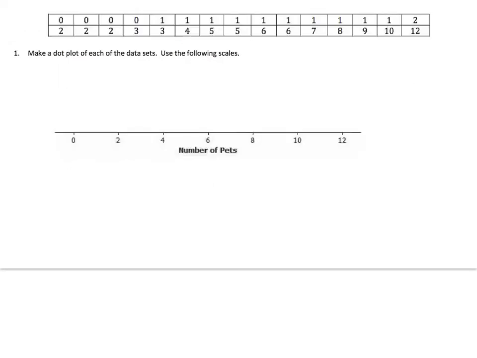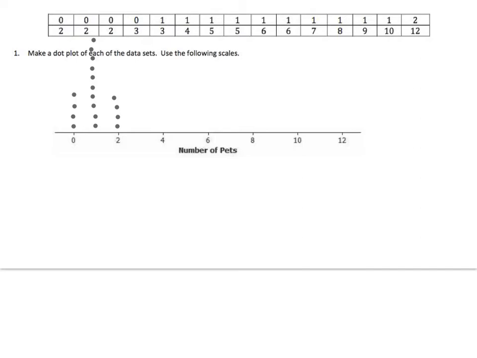First of all, let's do a dot plot. Make a dot plot for each of the data sets. Use the following scales. So I'm going to make a dot plot. This is the number of pets, right? So for 0, I've got 4. For 1, I have 1, 2, 3, 4, 5, 6, 7, 8, 9, 10. Two, I've got 1, 2, 3, 4.